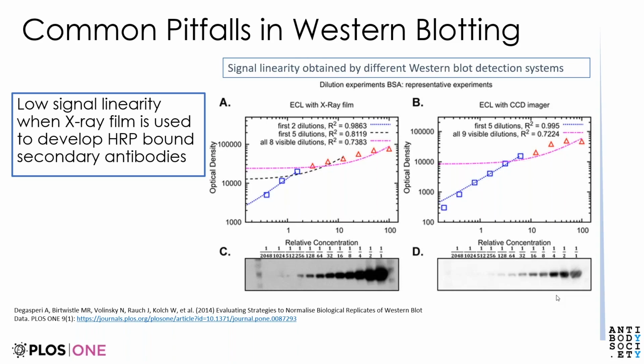So this is important because saturation is something we have to take into account, because once bands are saturated, we have no linearity and we're not able to get reproducible results. So we encourage people who are using X-ray film to seek out other people nearby who are using CCD imagers and start using that technology, as it will reduce the amount of false positives and errors that they get.